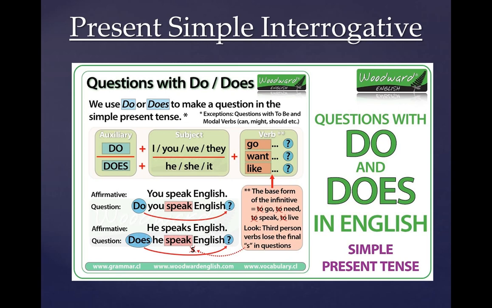That is an example. The affirmative: you speak English. How is the interrogative? Do you speak English? And the answers are yes, I do, or no, I don't. Here, affirmative: he speaks English. Does he speak English? Again, here is third person singular and you have an S on the verb here, and the S goes here in does. For that reason, he speaks English. Does he speak English?